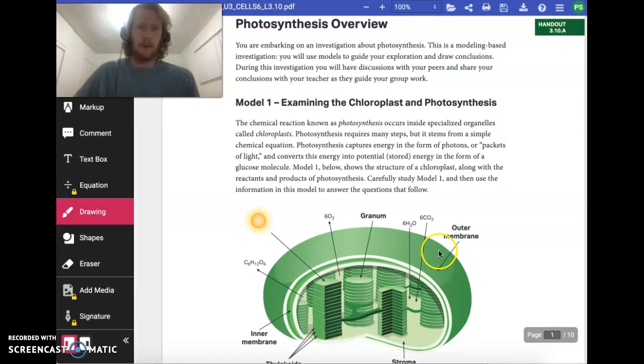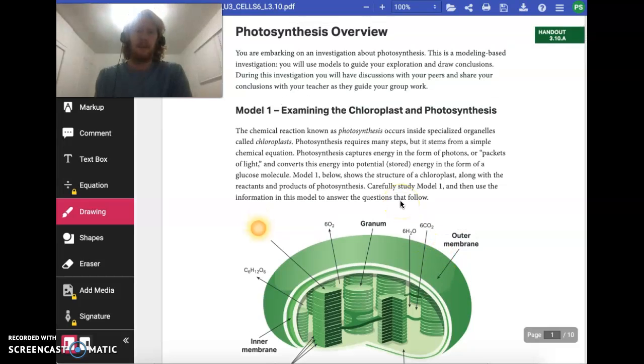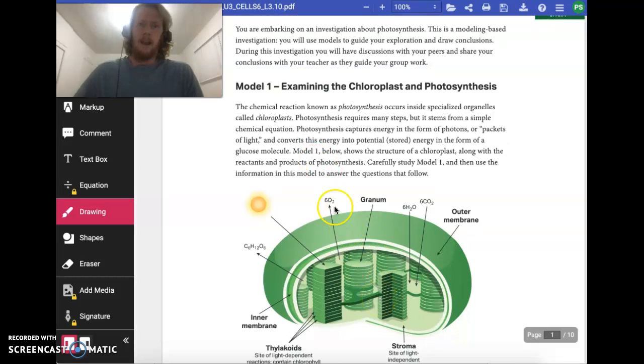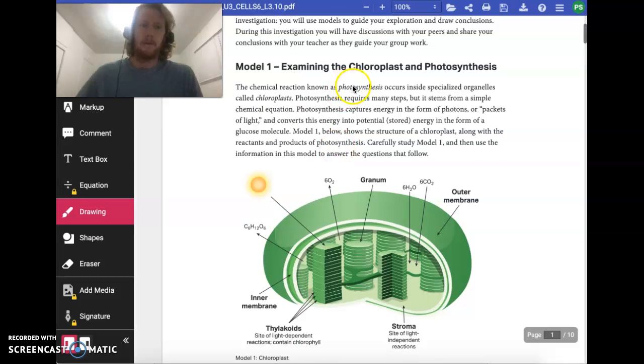All right, so the first thing we're looking at is photosynthesis. The first model we have here is a model of a chloroplast. The chemical reaction known as photosynthesis occurs inside specialized organelles. Organelles are those structures inside of cells that each have individual jobs. One of them in plants that do photosynthesis is called a chloroplast. Here's an image of one cut open so you can see inside. You saw this in the Edpuzzle video that you did on Friday.